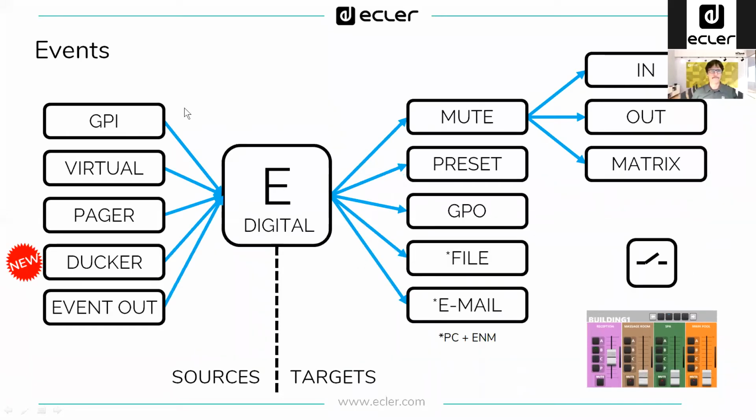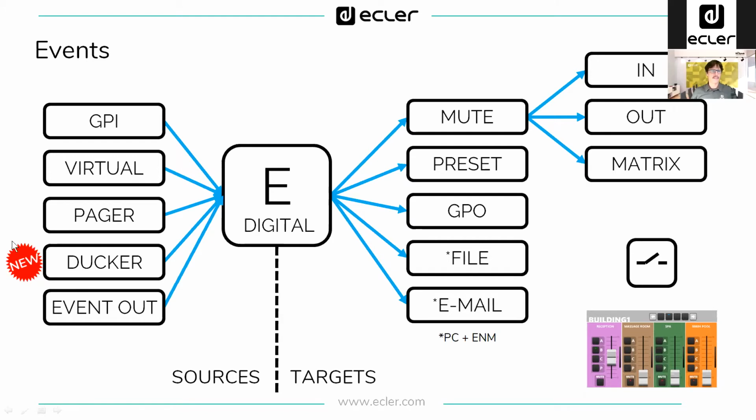Digital event, okay? Let's start with the sources. We have GPI, which would be maybe a button or a contact or a relay. We have virtual, which would be a button in a UCP, for example. A pager, which means a button in the EM page. Or because the PageNet already is a UCP, it can also be a UCP button.